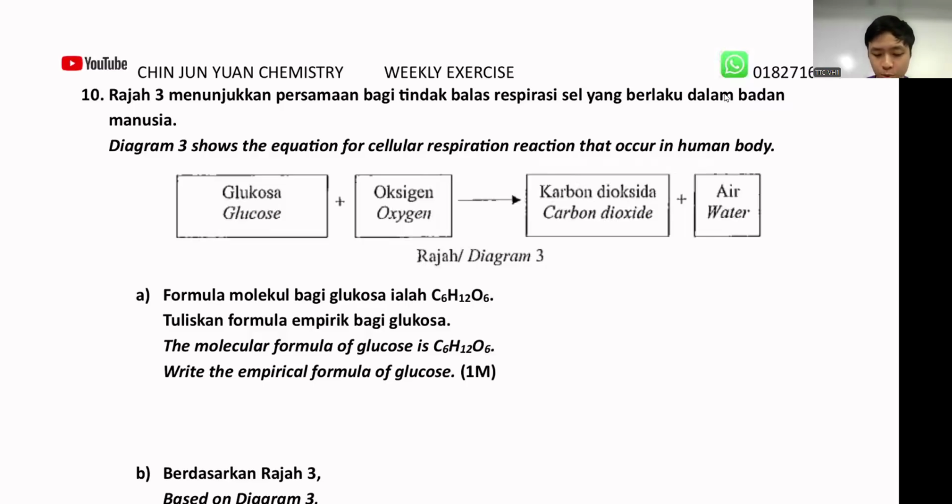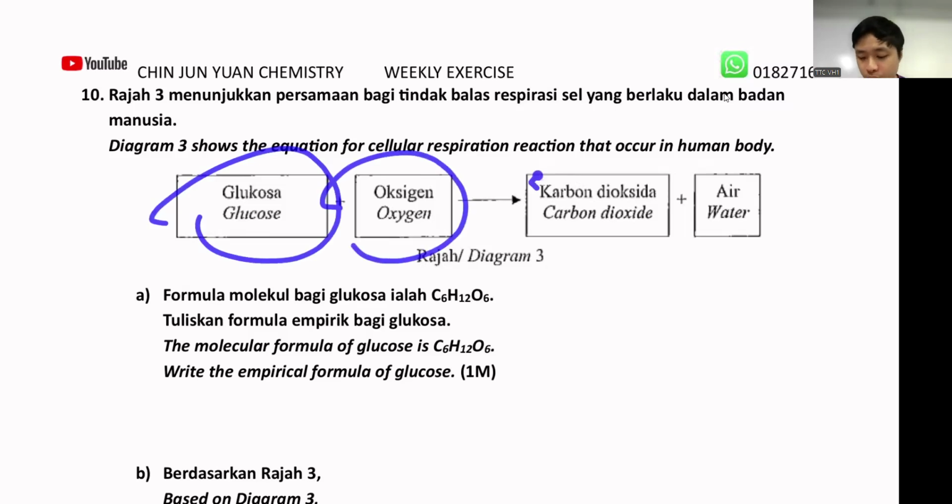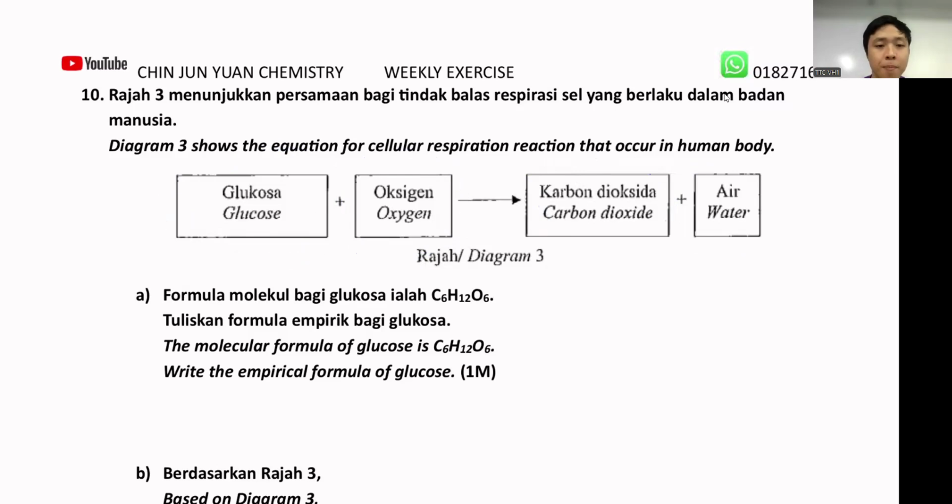Question 10. Diagram 3 shows the equation for cellular respiration reaction that occurs in the human body. Glucose reacts with oxygen. You produce carbon dioxide and water. This one you probably learn in biology. So the molecular formula of glucose is C6H12O6.